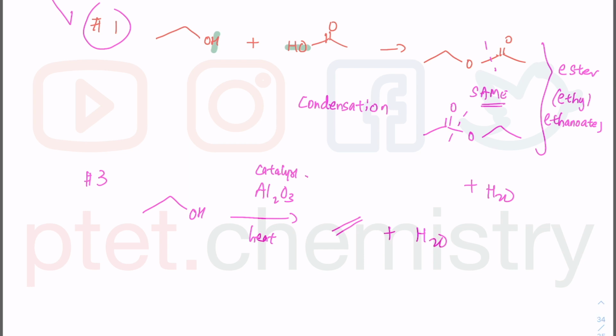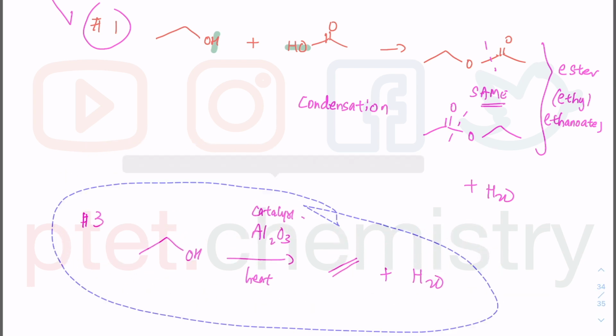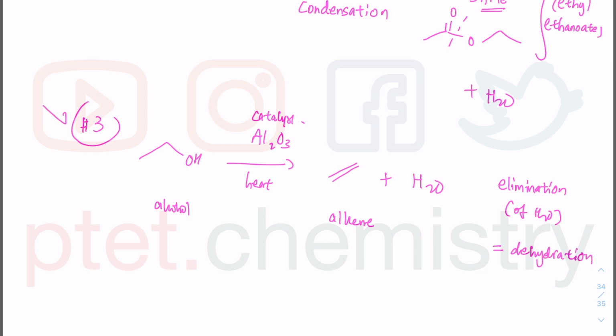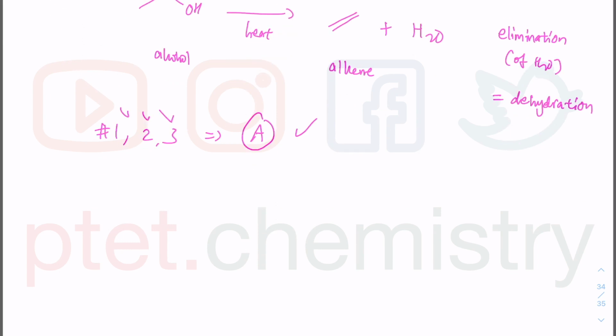So you will kick out H2O by passing simple alcohols over the catalyst Al2O3. And you get this alcohol forming alkene. This is actually elimination. The type of reaction is elimination of water. Sometimes they also call this dehydration because you are removing H2O. So 3 is entirely possible. 1, 2, and 3 are all correct. So they give you option A for that question there.